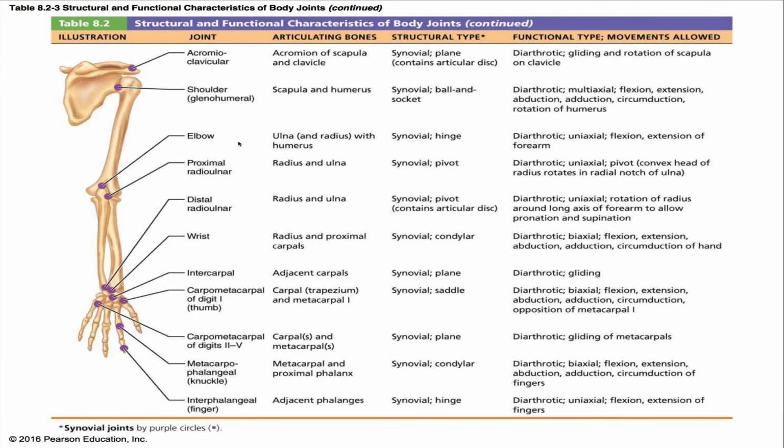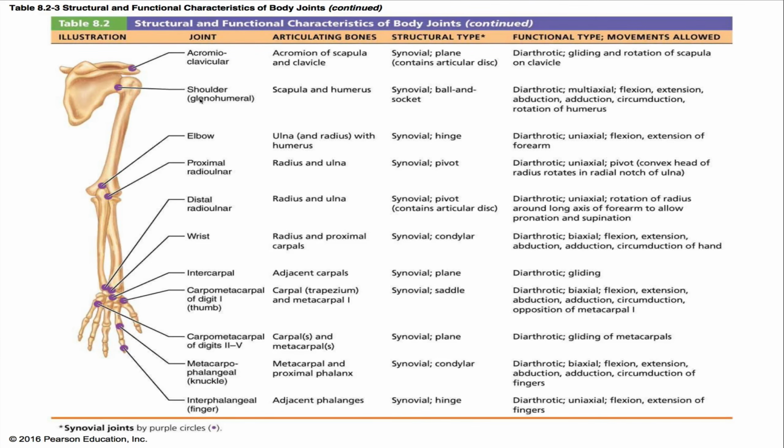So when we look at your limbs, now your upper limb, you have your acromioclavicular joint, and the articulating bones here are the acromion of your scapula and clavicle, and structurally this is also a synovial joint. It's a plane joint, it's diarthrotic, it has gliding and rotation of your scapula on your clavicle.